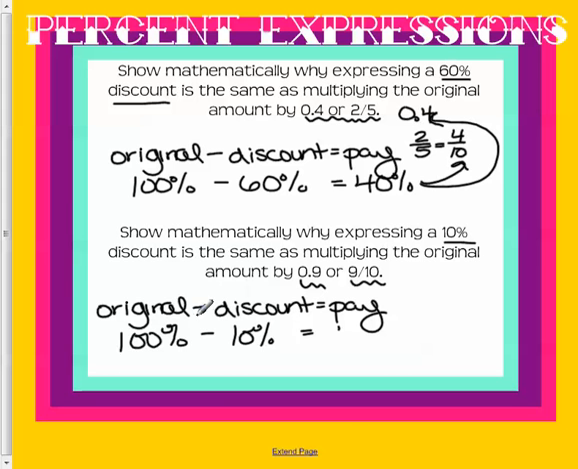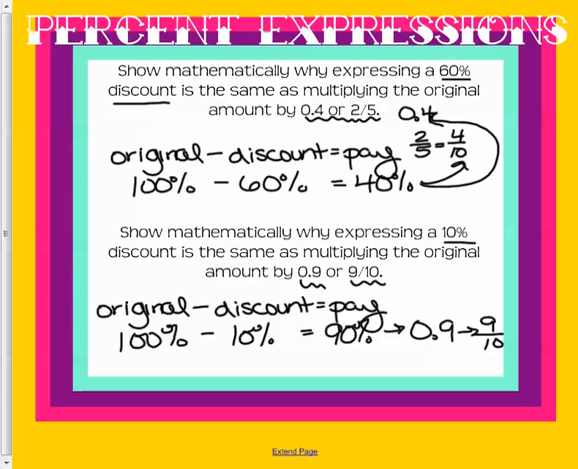Okay, so let's think about this. The original minus your discount equals what you pay. So if my original is always 100% and my discount is 10%, I'm going to pay 90% of the item. So let's prove this with our originals from the previous slide.